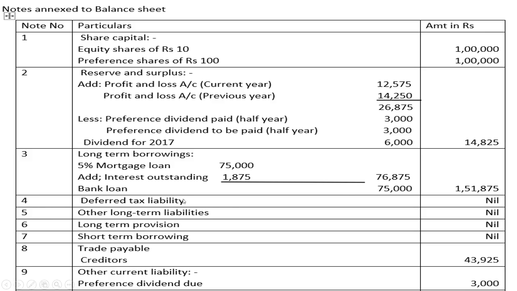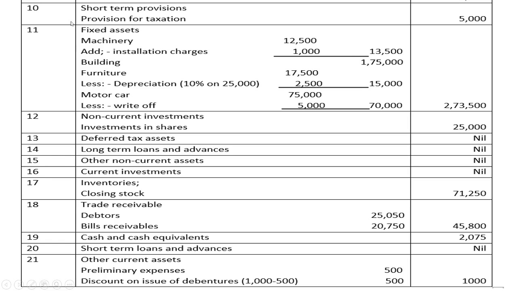Coming to the fourth one, deferred tax liability nil. Note number 5, other long term liabilities nil. Note number 6, long term provision nil. Note number 7, short term borrowings, that is also nil. Note number 8, trade payable, under that creditors 43,925, and note number 9, other current liability, preference dividend due, that is 3,000 rupees, and note number 10, short term provision for taxation, that is 500.